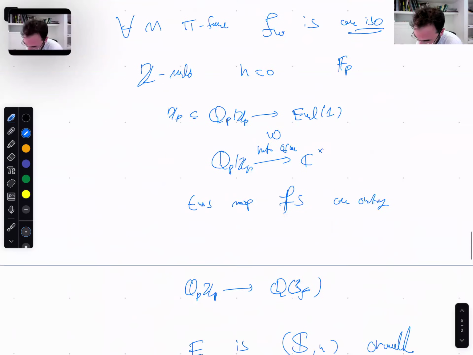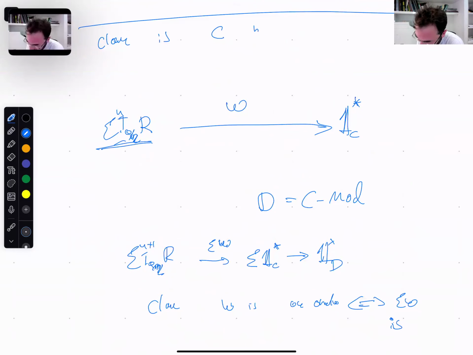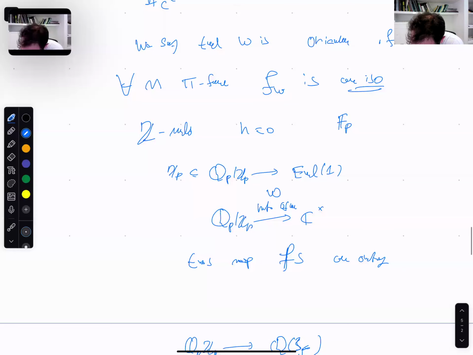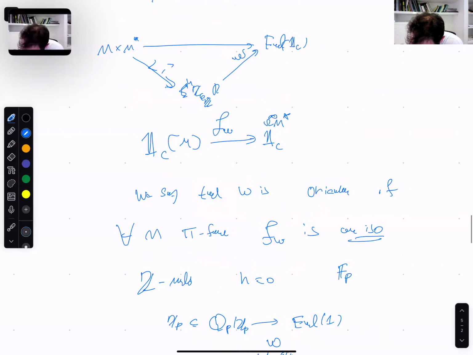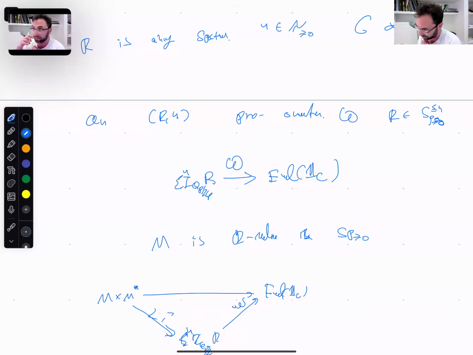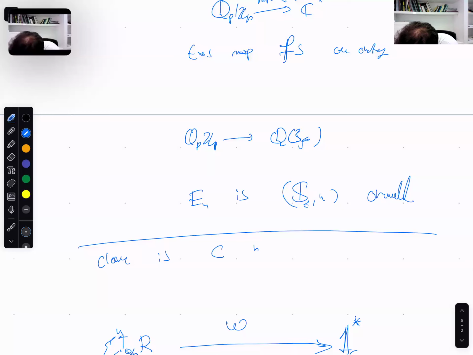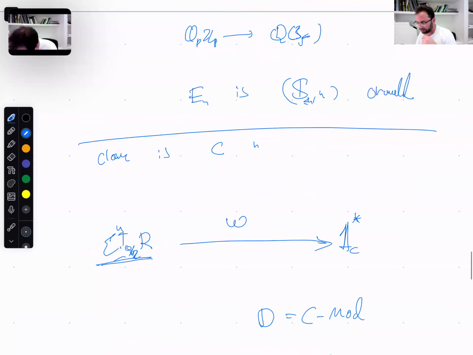And now, it's important that this is a connective spectrum. So I forgot to declare something about R. Sorry. I need R here. So R needs to be a spectrum which is between 0 and N. So after I dualize it, it will still live between 0 and N. And here I need to take the N truncation of this. Makes sense.